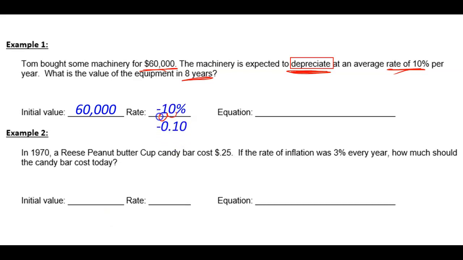Now, if you were taking a decimal and making it into a percentage, then you would move it 2 to the right and put a percentage sign on it.